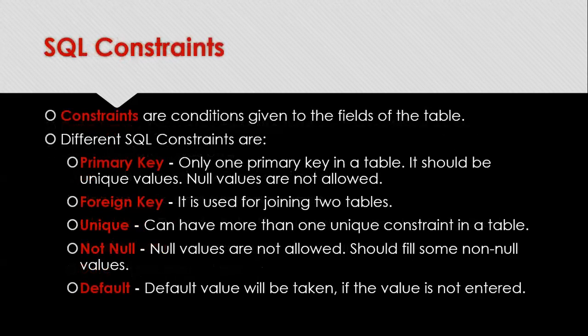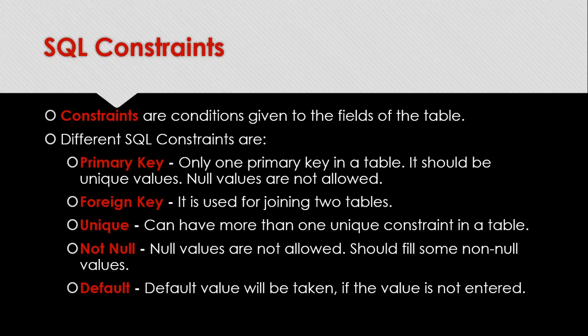SQL constraint. Constraint means the condition or criteria given on a particular column, either while creating the table or later on with the help of the alter table command. The various SQL constraints are primary key, foreign key, unique, not null and default, which are the constraints given in your syllabus. There is one more constraint, check.